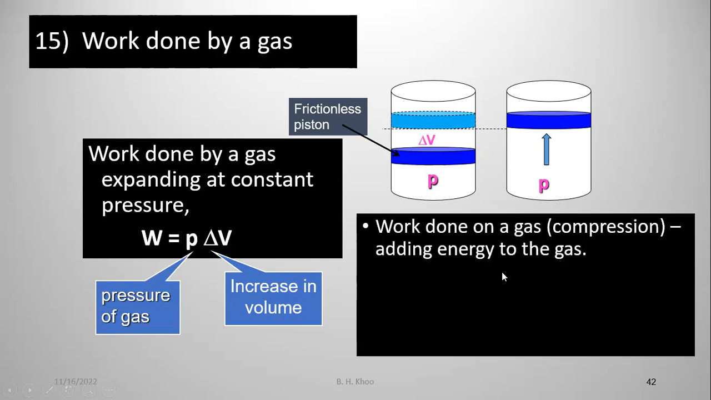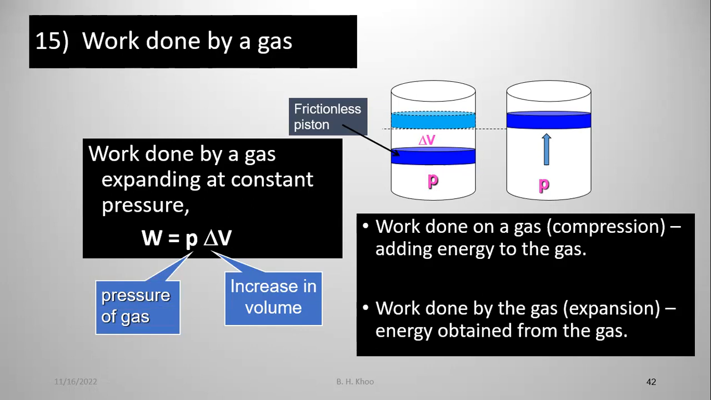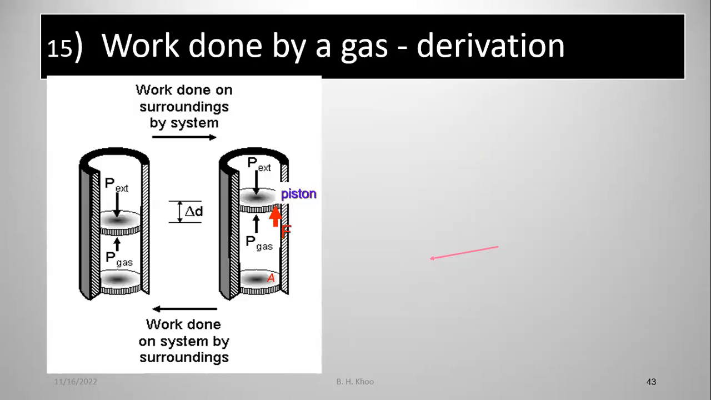Work done on gas is compression. We are adding energy, so the work done becomes energy given to the gas. Work done by gas is expansion. When it expands, that's work done by the gas. It must come from somewhere, so it must come from the gas itself. Derivation.